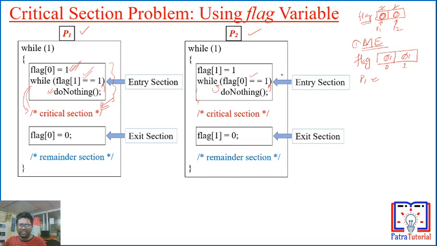Now suppose P1 completes its execution and is leaving the critical section, and it updates the value of flag of 0 to 0. As soon as flag of 0 is updated to 0, this condition will be false, right? Now P2 will enter the critical section.